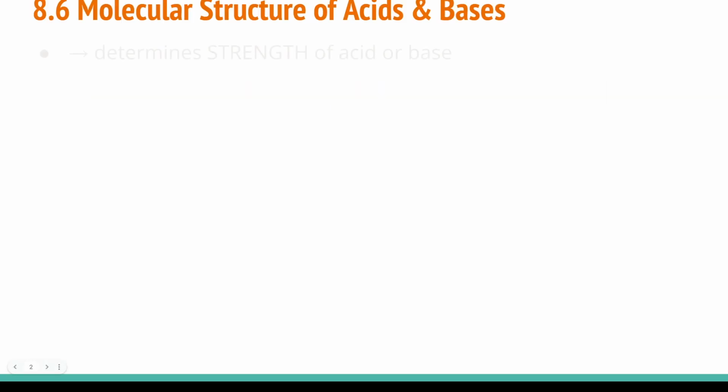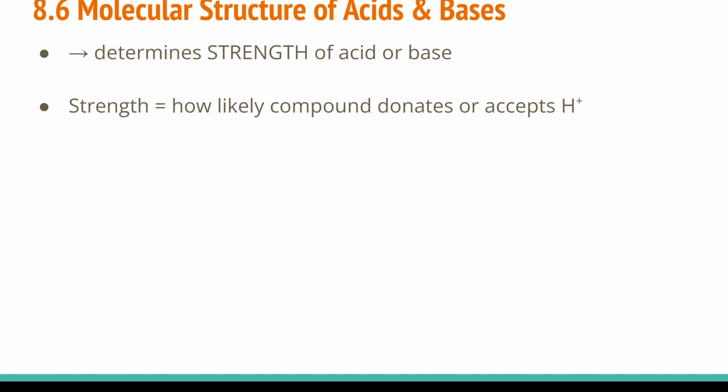So, the molecular structure will help determine how strong an acid or a base is. We've talked about strong versus weak acids in general, but if we had to compare different acids to each other, we could. So, for example, if we're looking at a weak acid, we can compare the strength by looking at its structure. And so the strength of an acid or base is just based off how it will donate an H plus or accept an H plus. So it's pretty much the definitions of being an acid or a base.